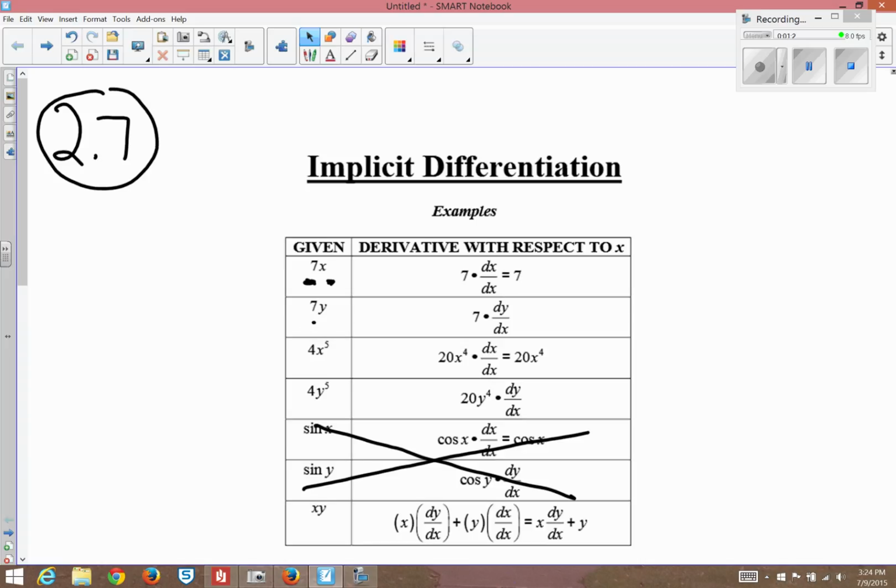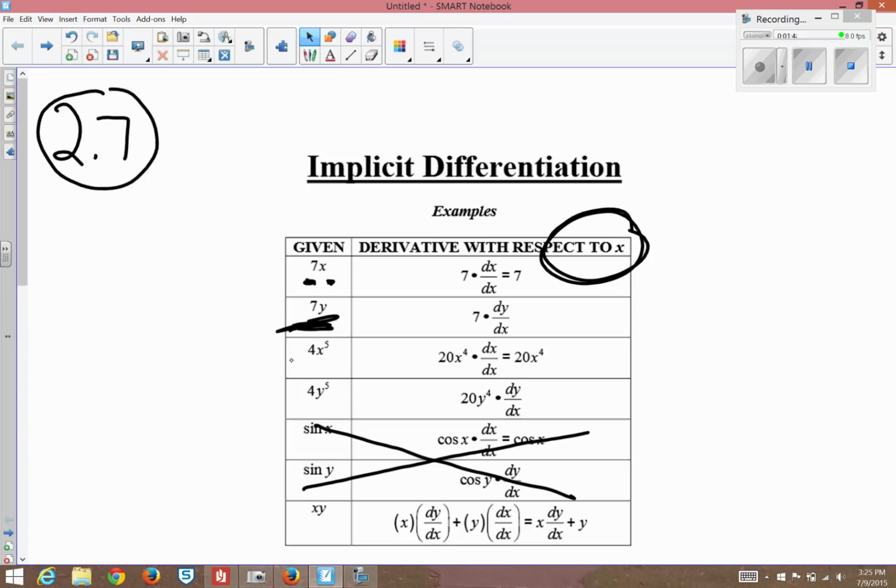However, 7y is different. Not really different though. The derivative of 7y is 7 times the derivative of what's next to the 7. So when someone asks me what is the derivative of 7y, I say 7 times dy/dx. I don't just say 7.